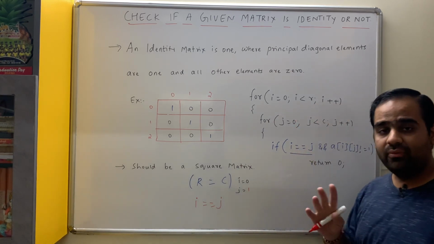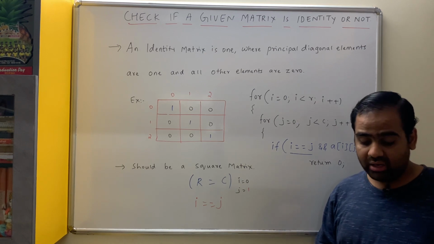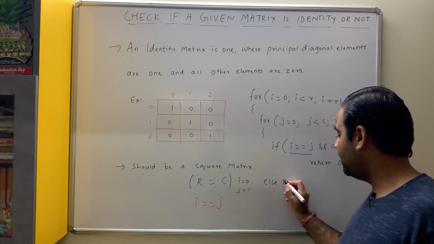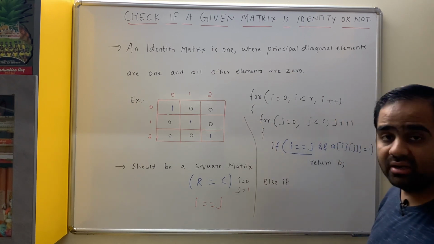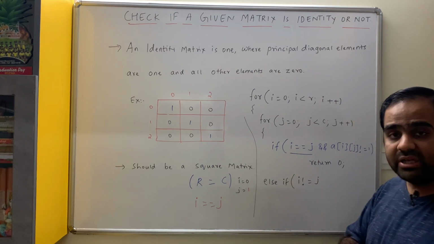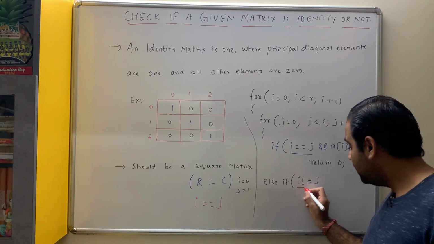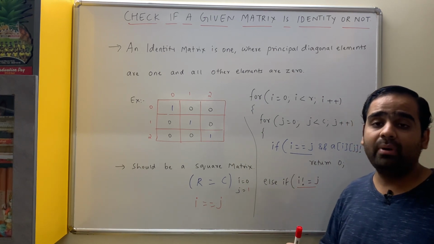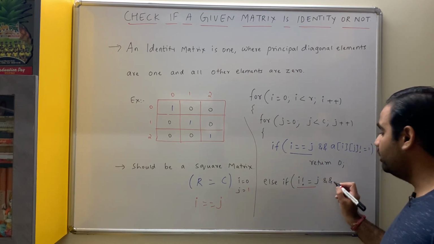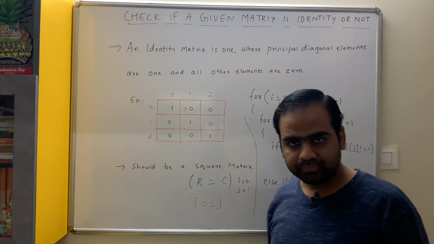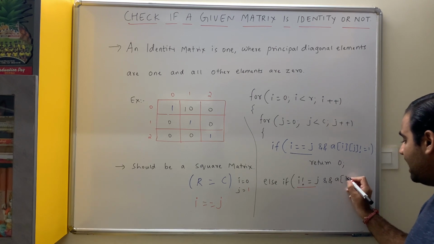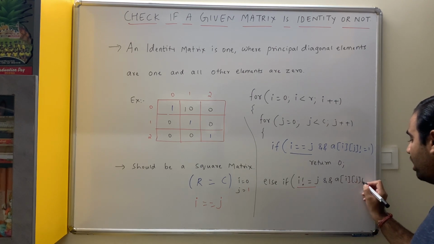Now 0 equal 1, no, that means it is not a principal diagonal element. How do we know that it is not a principal diagonal element? We say else if i not equal j. Now i not equal to j says that this particular element is a non-principal diagonal element, and it should be 0. Suppose it was 10. Can it be an identity matrix? No. Hence I write and a of ij is not equal to 0.